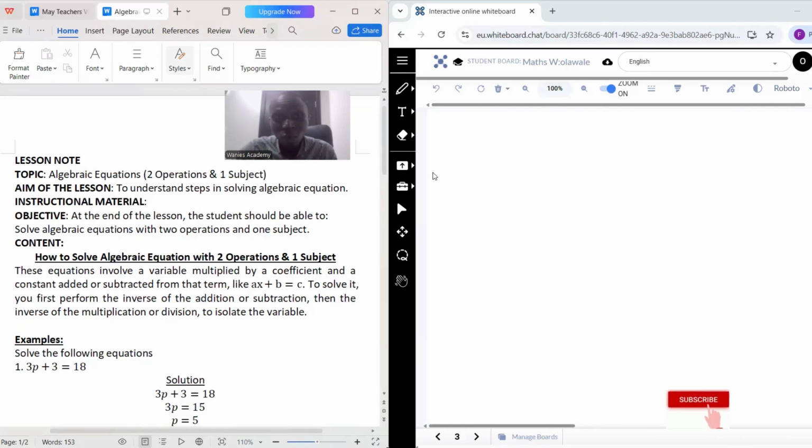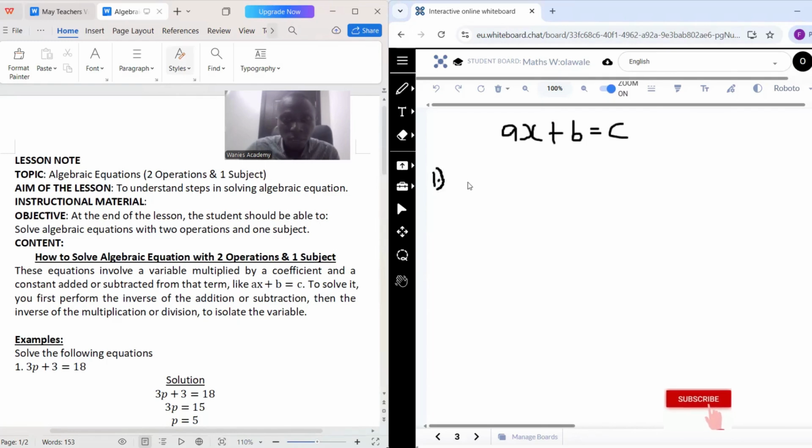Let's now look at how to solve algebraic equations with two operations and one subject. These equations involve a variable multiplied by a coefficient and a constant added or subtracted from that term. Like if we have ax + b = c. To solve it, you first perform the inverse of the addition or subtraction, then the inverse of the multiplication or division to isolate the variable. Let's now look at 4 examples in this topic.